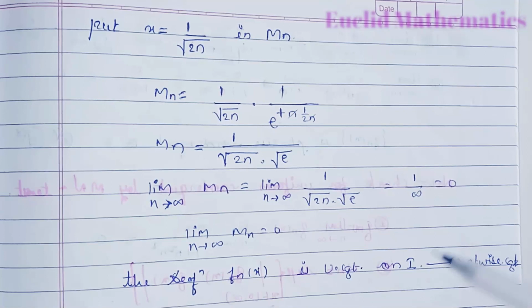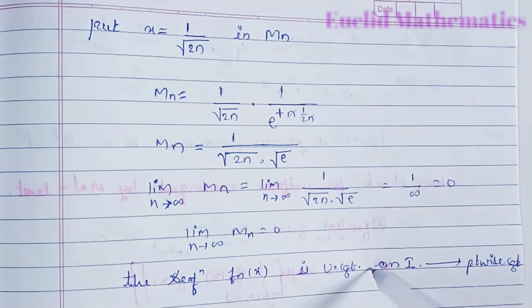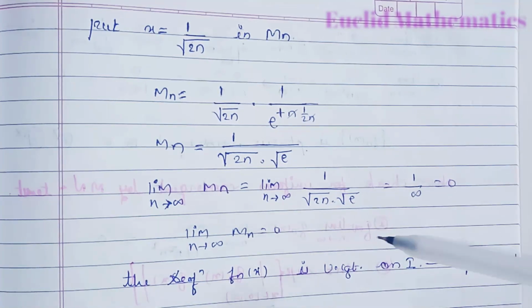We can apply pointwise convergence also, but I feel that directly applying the Mn test is quite easy and a time-saving strategy. If you solve more examples, this will become easier for you. I hope you have understood today's lecture on the Mn test and one example from CSIR NET. I will post more videos on examples from CSIR NET or other competitive exams on the Mn test.